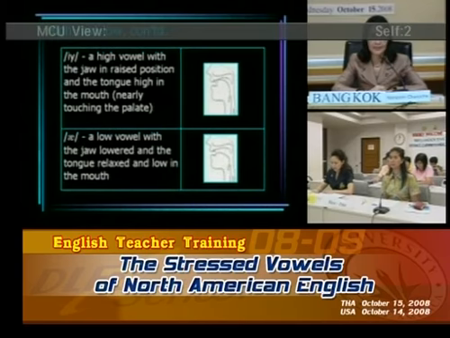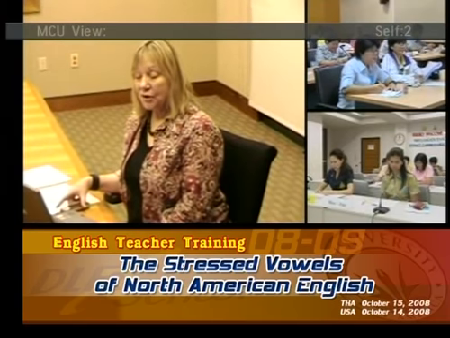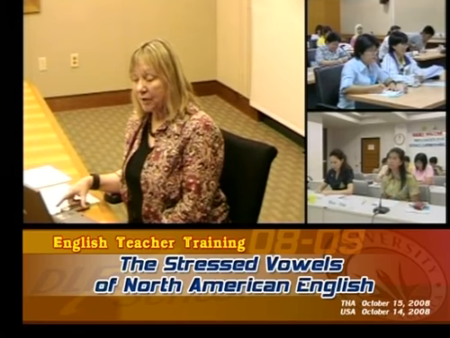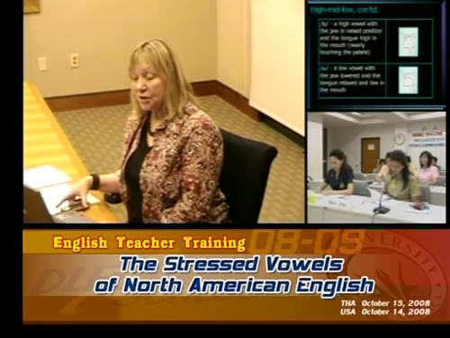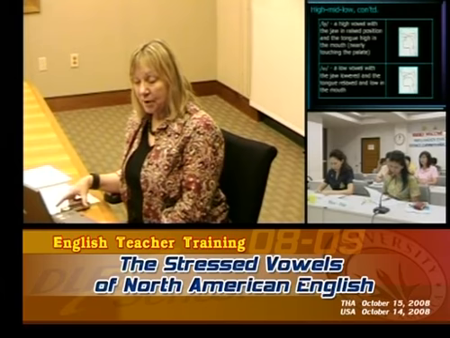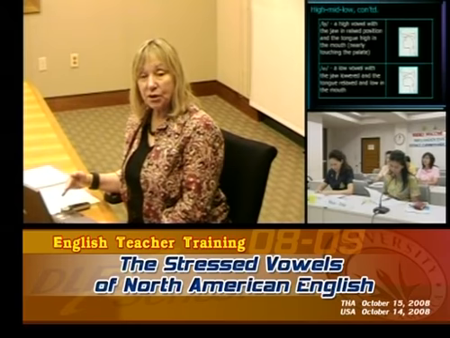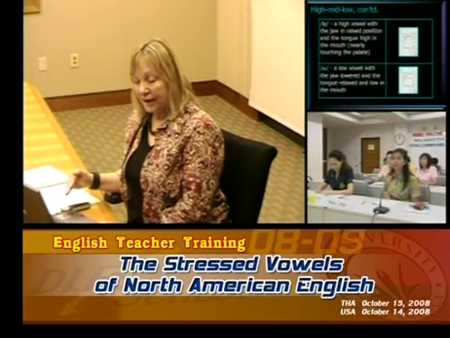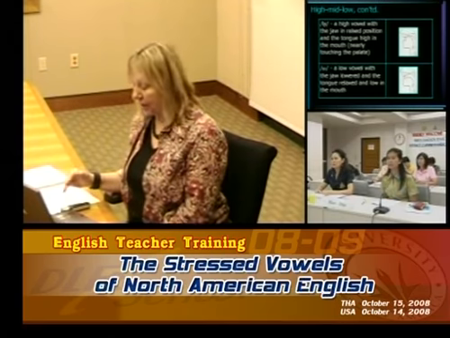And we can see that in the pictures on the next slide. We can see that e is the high vowel with the jaw in raised position and the tongue high in the mouth. If you look at the picture in the profile diagram, you notice the tongue very, very high in the oral cavity. As opposed to a, if you look at the picture, you notice that the tongue is much lower inside the oral cavity. It's just basically resting at the bottom of the mouth. So a is a low vowel with a lowered jaw and the tongue relaxed and low in the mouth.